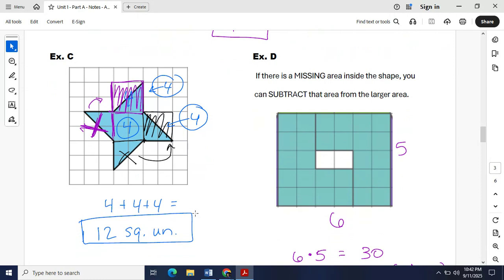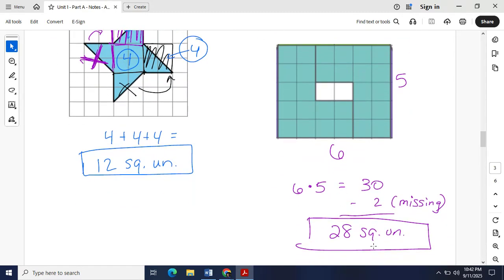Example D, if there's a missing area inside the shape, you can subtract that area from the larger area. So, if I were to pretend that this whole thing is filled in, I count the side lengths 1, 2, 3, 4, 5, 6. The base is 6. The height 1, 2, 3, 4, 5. The height is 5. 6 times 5 is 30 minus the 2 that are missing. The area of this combined figure is 28 square units.